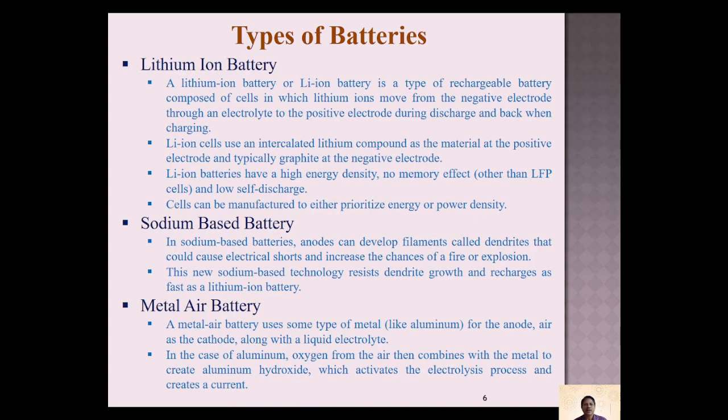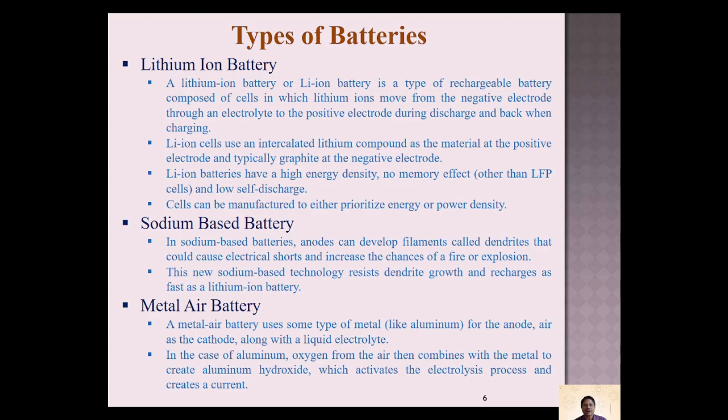The lithium ion battery is a very popular battery which is used in most gadgets as well as electric vehicles. It is also a kind of rechargeable battery composed of cells in which lithium ions move from the negative electrode through an electrolyte to the positive electrode during discharge and back when charging. Li-ion cells use an intercalated lithium compound as the material at the positive electrode and typically graphite at the negative electrode.